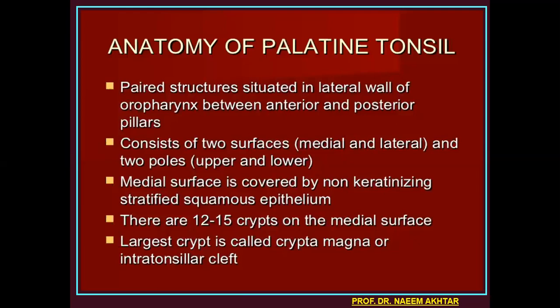Anatomy of the palatine tonsil. Palatine tonsils are paired structures situated in the lateral wall of the oropharynx between anterior and posterior pillars. It consists of two surfaces, medial and lateral surfaces, and two poles, upper and lower poles. Medial surface is covered by non-keratinizing stratified squamous epithelium. There are 12 to 15 crypts on the medial surface. The largest one is called crypta magna or intratonsillar cleft.